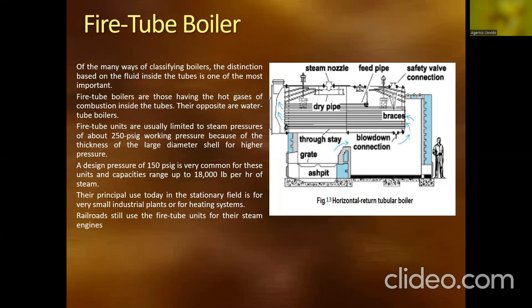The principal use today in the stationary field is for very small industrial plants or for heating systems. Building heating. Railroads still use the fire tube units for their steam engines.